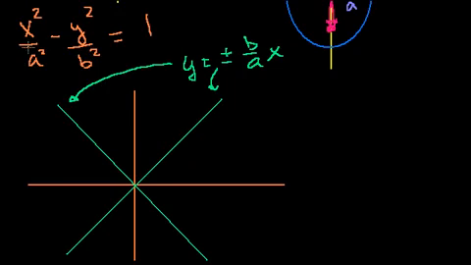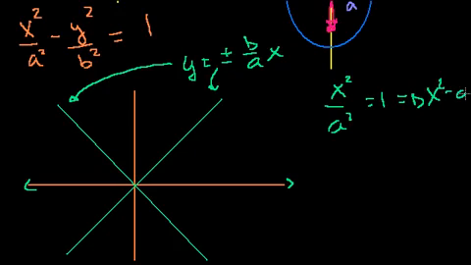The other option is you say, okay, can x or y equal 0? Well, if y is equal to 0, that puts us along the x-axis, right? So you get x squared over a squared is equal to 1, which means that x squared is equal to a squared, which means that x is equal to plus or minus a. So the points a comma 0 and minus a comma 0 are both on this hyperbola.